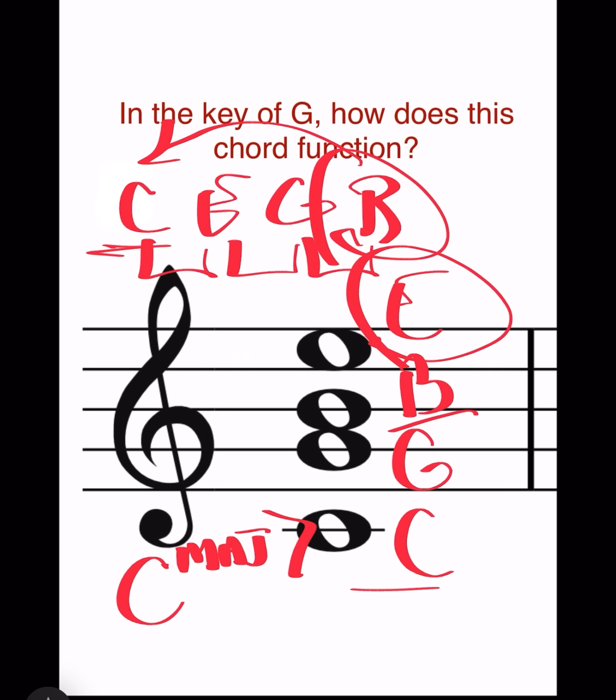And then finally back to the question, how would it function in the key of G? You have to think of your G major scale and figure out where the note C lands. And in the key of G, the note C is the 4th scale degree. So what I'll put here is that this is the 4 chord. I'll put a big old Roman numeral 4. That would be how the chord functions in the key of G. It functions as the 4 chord.